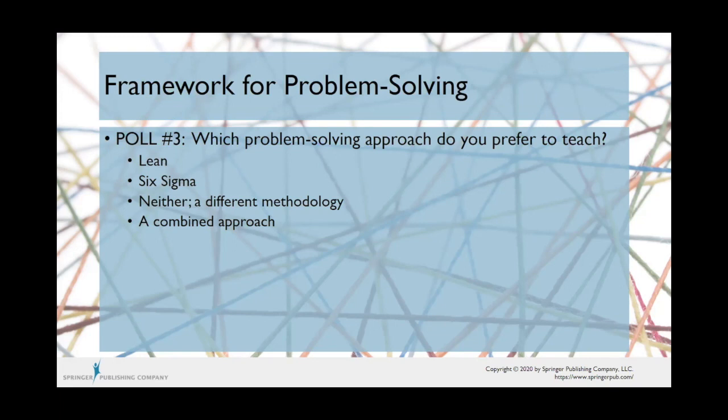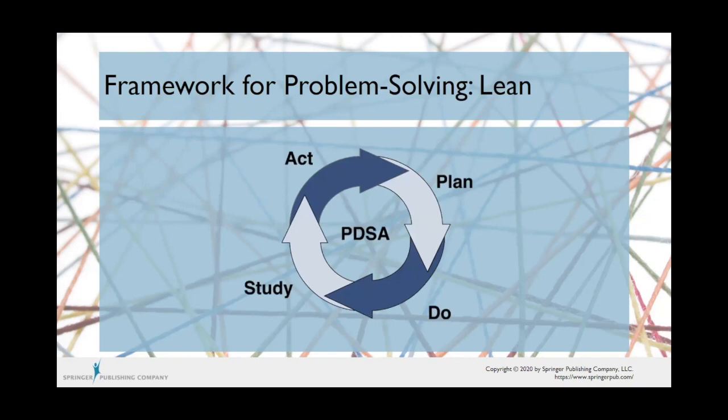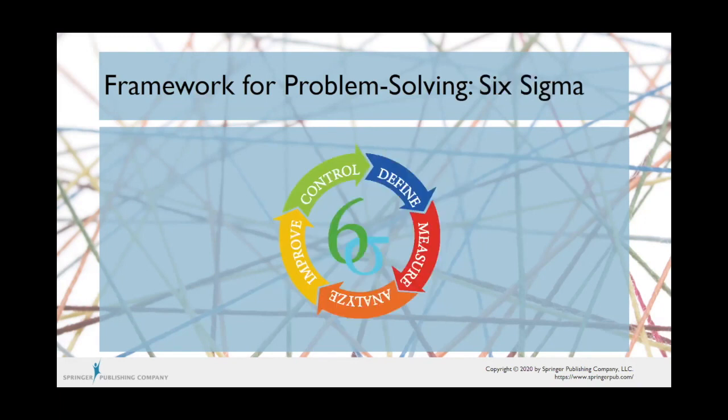So this is not a Lean book. It's not a Six Sigma book. It's none of that. It's just all of the explanations giving the student an idea of what these approaches can be. But we do recognize that these have great frameworks. Lean has the plan, do, study, act, continuous quality improvement cycle, PDSA. Six Sigma has a great way to do it too: define, measure, analyze, improve, control, DMAIC. So another continuous quality improvement approach that is fantastic for helping students problem solve.